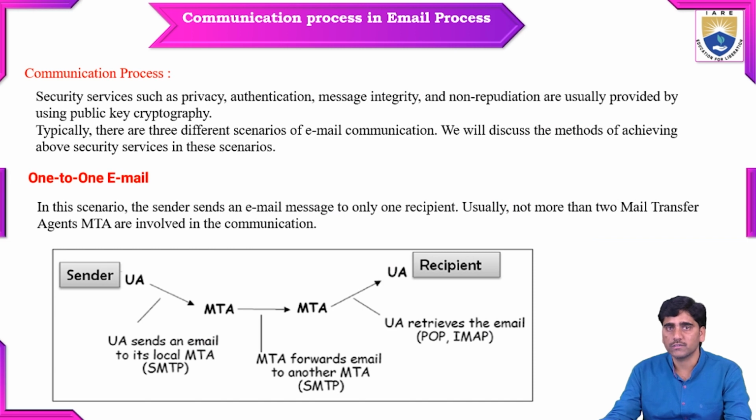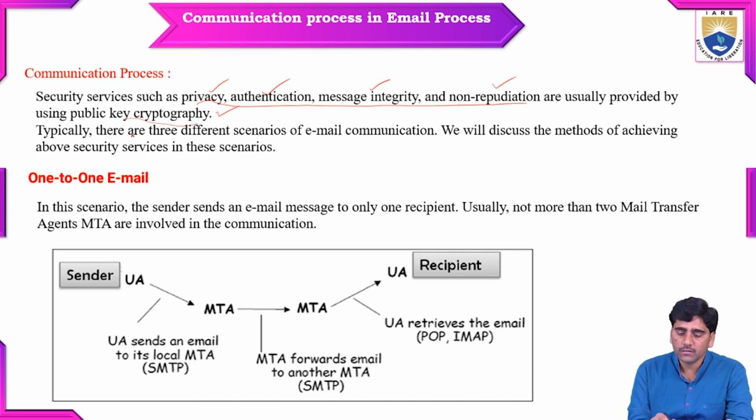So the communication process: security services such as privacy, authentication, message integrity, and non-repudiation are usually provided by using public key cryptography. These are the security services used to communicate mails from sender to receiver. Typically there are three different scenarios of email communication.